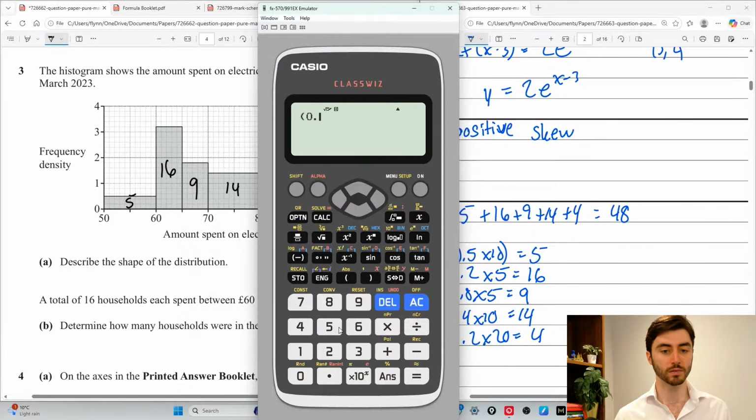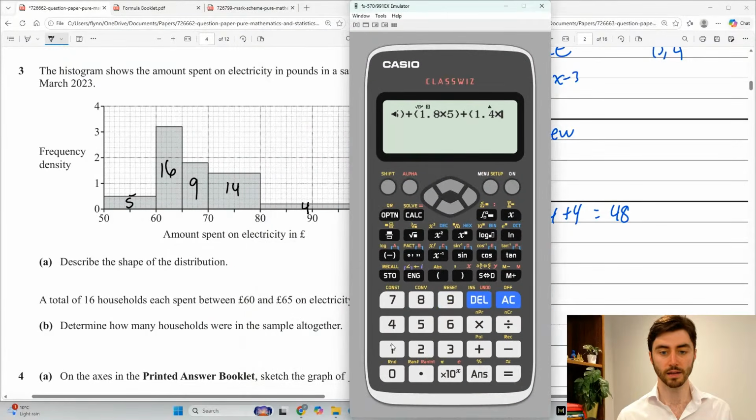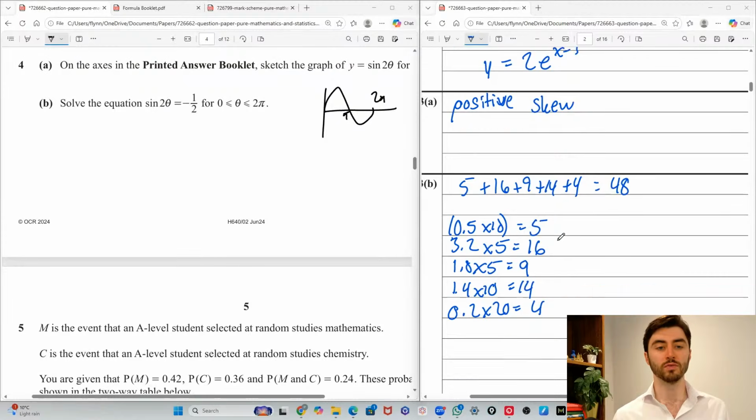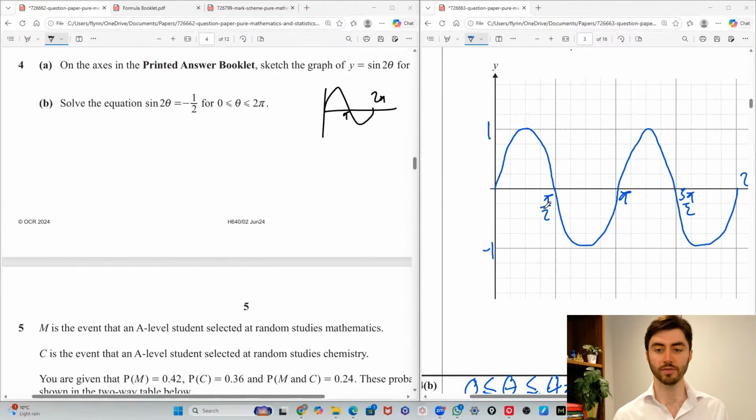So it is 0.5 times 10. And 3.2 times 5. And 1.8 times 5. And 1.4 times 10. And 0.2 times 20. So that's 48 total. Great. Question 4, sketch a graph.